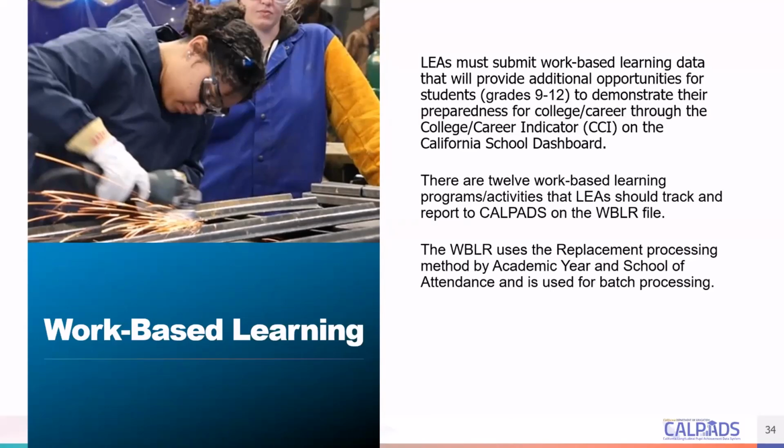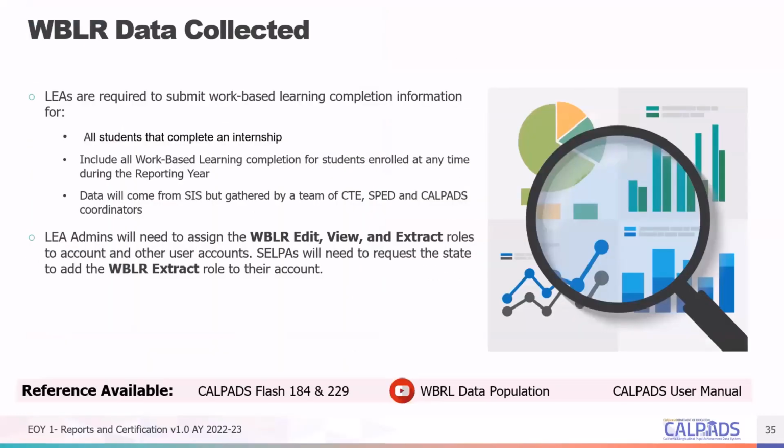The work-based learning file uses the replacement processing method using the operational keys of academic year and school of attendance, and is used for batch processing. LEAs must submit work-based learning, or WBLR, records to CalPADS for all students in grades 9 through 12 who participate in an internship or other work-based learning program while enrolled at the LEA. This includes completion of any work-based learning for students enrolled at the LEA at any time during the reporting year.